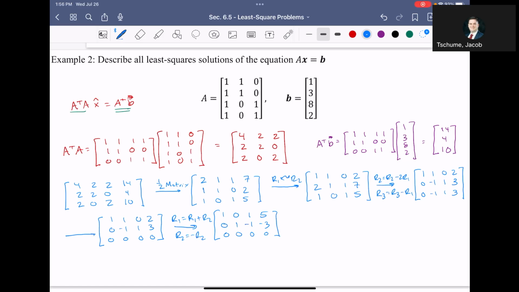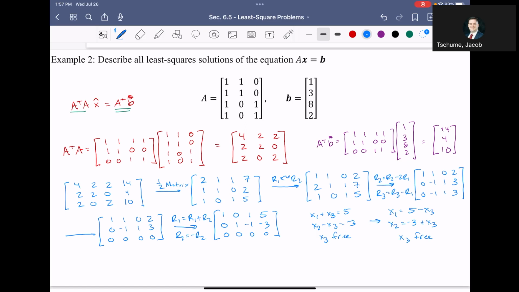So this tells me that x1 plus x3 needs to equal 5. x2 minus x3 is negative 3, with x3 being my free variable. And so thus x1 needs to equal 5 minus x3. x2 needs to equal negative 3 plus x3, with x3 being a free variable.